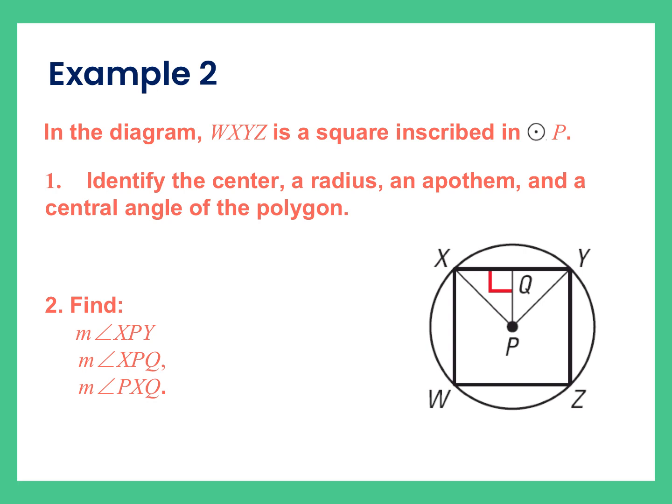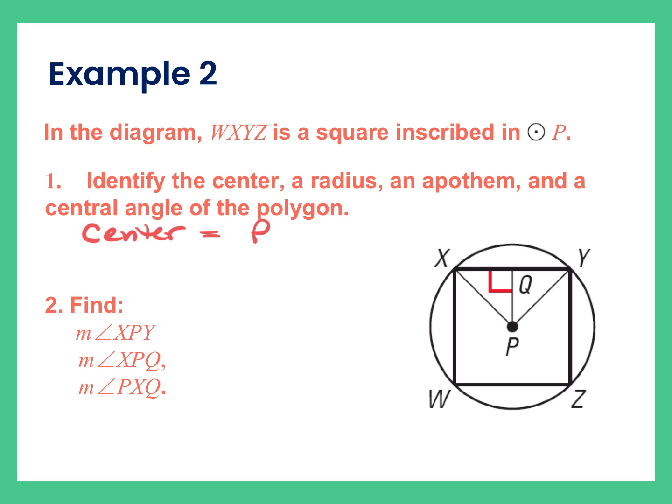All right, so example 2, they're giving us the diagram W, X, Y, Z, and they're telling us that this is a square that is inscribed in circle P. It wants us to first identify the center. So the center of this circle, remember when you name the center, you use the center point. So the center point is P because they told us it was circle P.